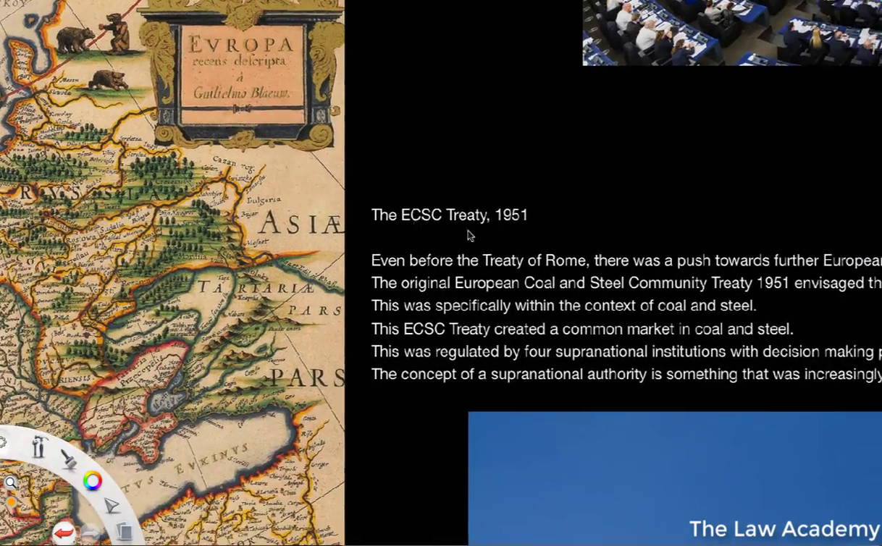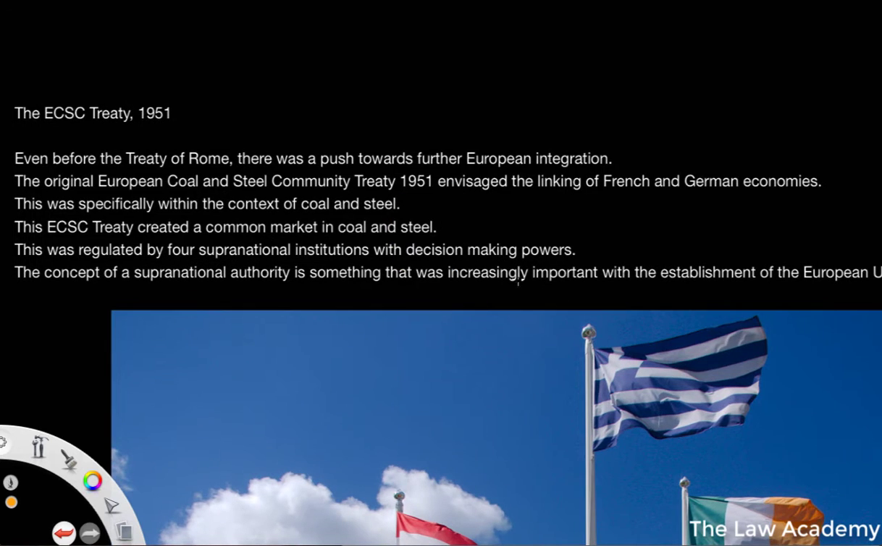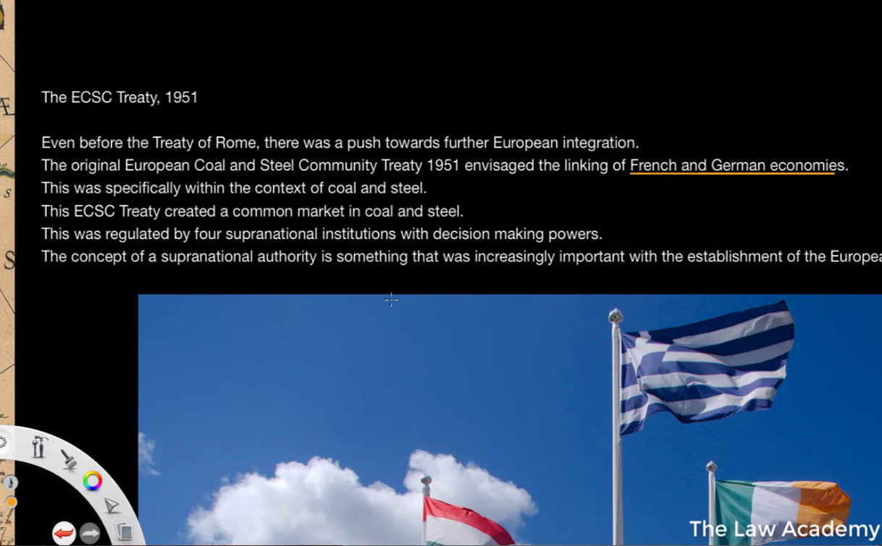Before the Treaty of Rome, in 1951, we also have the ECSC Treaty, okay, and this was seen as the kind of push towards greater integration immediately after the Second World War. It was the European Coal and Steel Community Treaty, and it basically envisaged the linking of French and German economies, specifically within the industrial output of coal and steel. And this treaty created a common market in coal and steel.